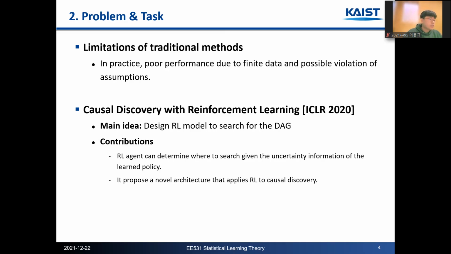The score-based approach, traditionally used in the process of finding the DAG, uses a local heuristic and a predefined score function. Although these methods may have attractive results with infinite samples and certain model assumptions, they are less satisfactory in practice due to finite data and possible violation of assumptions. For these reasons, this paper proposes to use another method to search for the DAG with the best score according to a predefined score function. Another agent with a stochastic policy can determine automatically where to search given the uncertainty information of the learned policy.